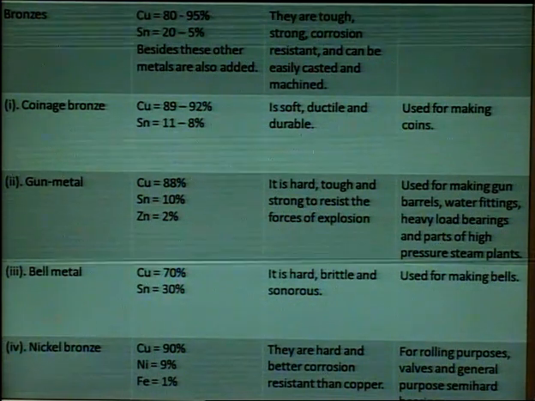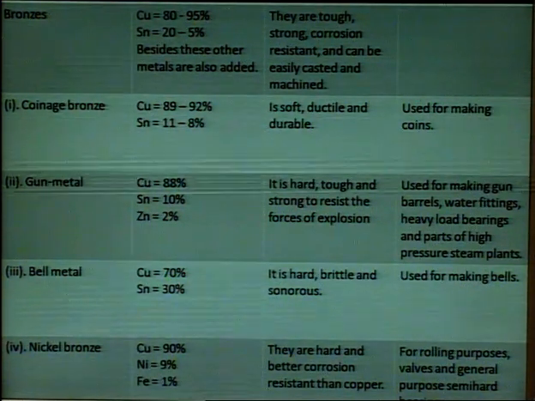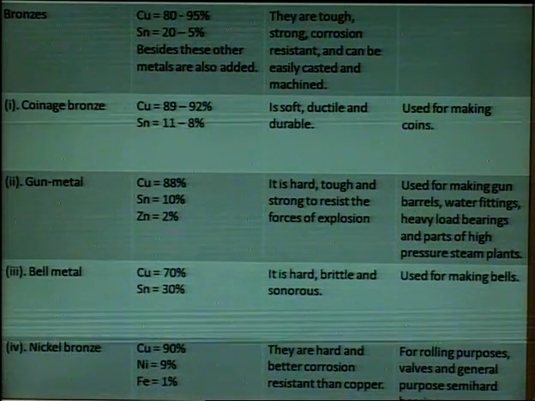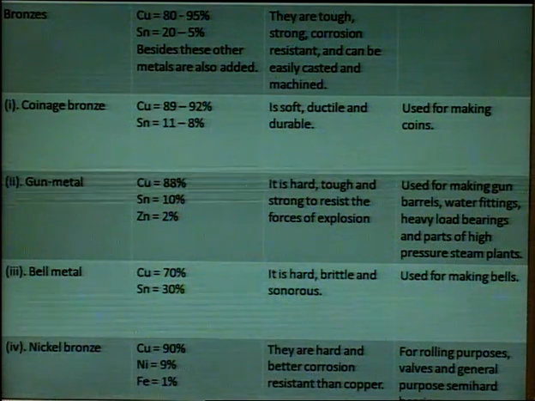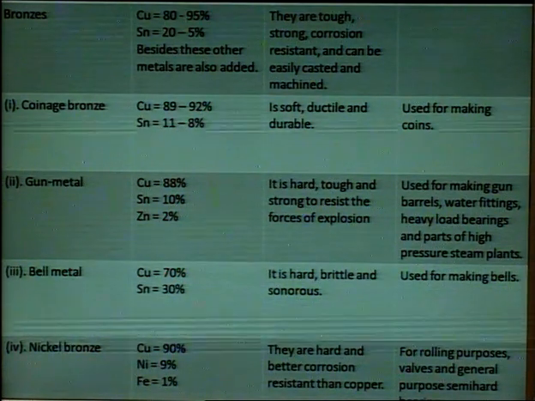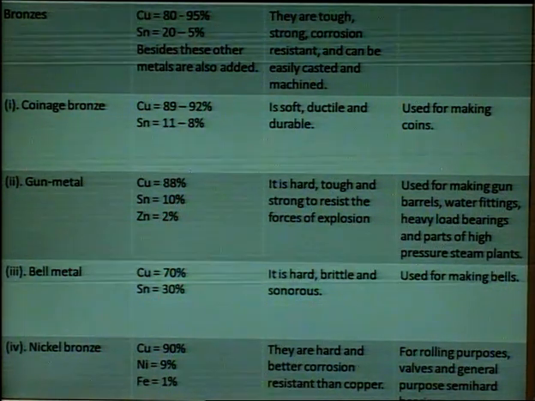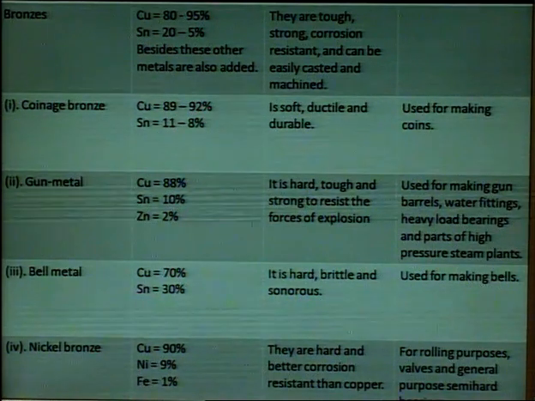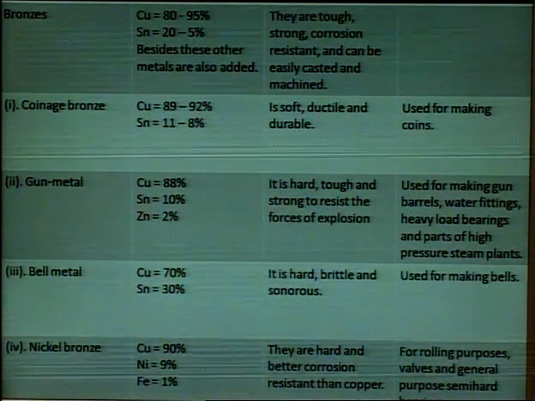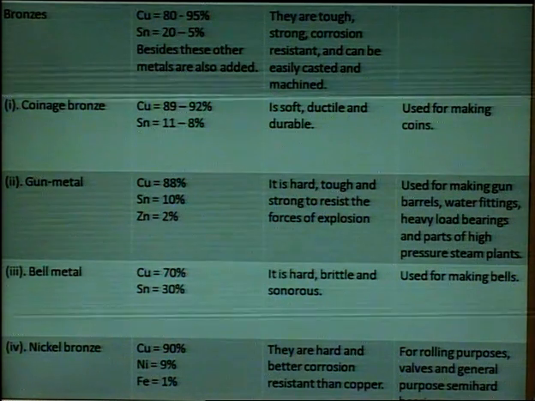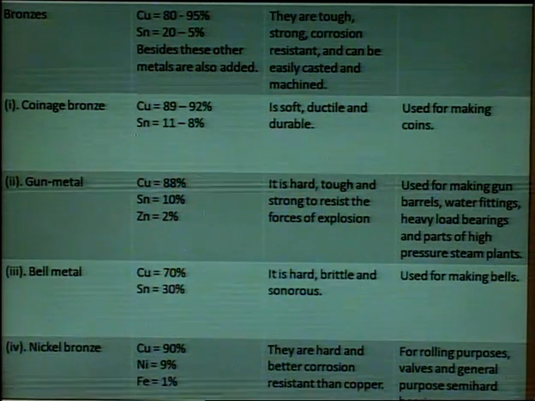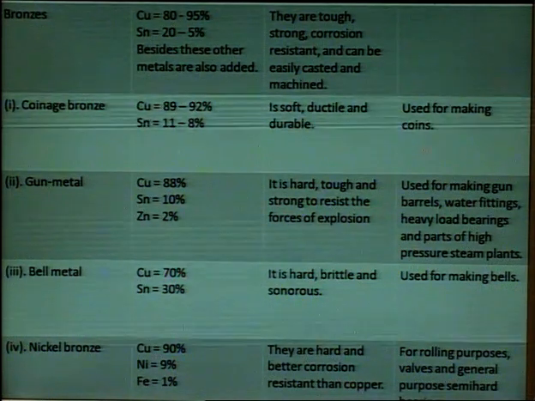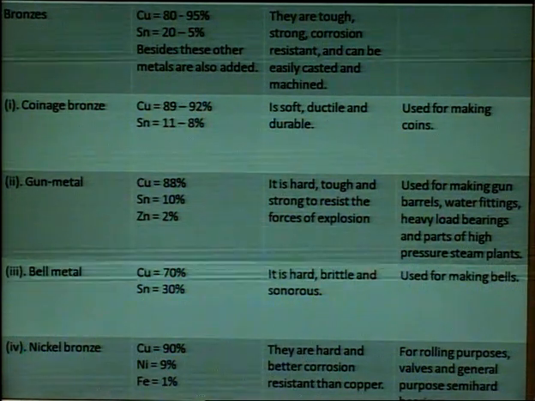Gunmetal has a composition of copper, tin and zinc. Copper is 88% while tin is 10%, zinc is 2%. It is hard, tough and strong to resist the forces of explosion. Gunmetal is used for making gun barrels, water fittings, heavy load bearings and parts of high pressure steam plants.